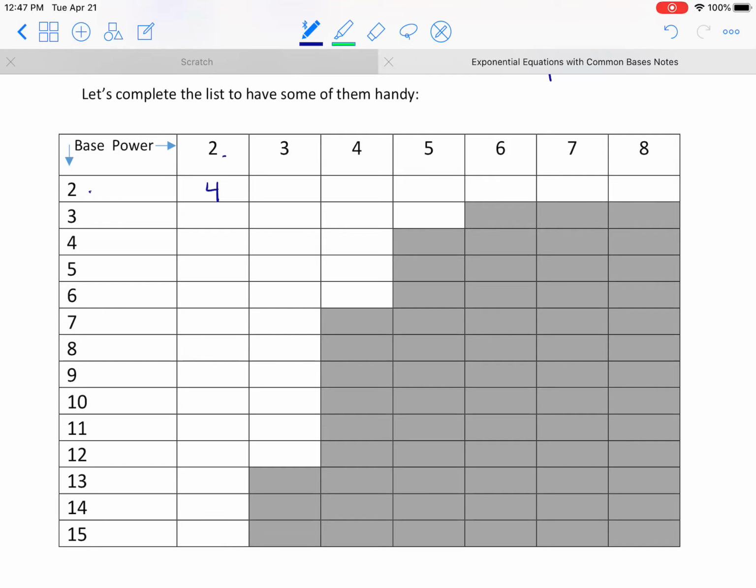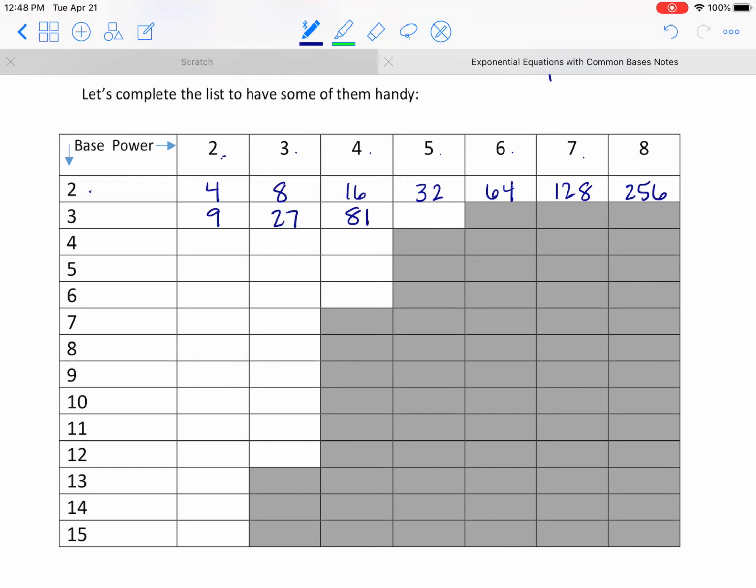So let's fill in this little table first. We have a base, and so our base here is 2. 2 squared is going to be 4. 2 cubed, 2 to the power of 3, would be 8. 2 to the 4th power would be 16. 2 to the 5th power is going to be 32. To the 6th power would be 64. To the 7th power would be 128. To the 8th power would be 256.